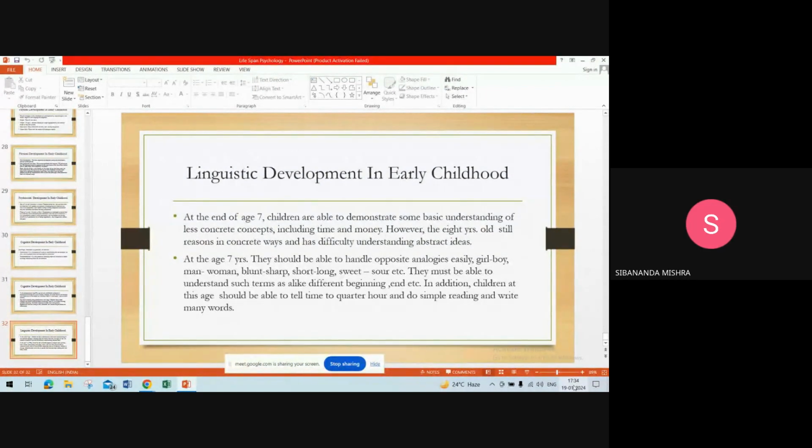This is about different stages. Any doubt or anything again? Can we discuss? Because we have already another half an hour. Life span.